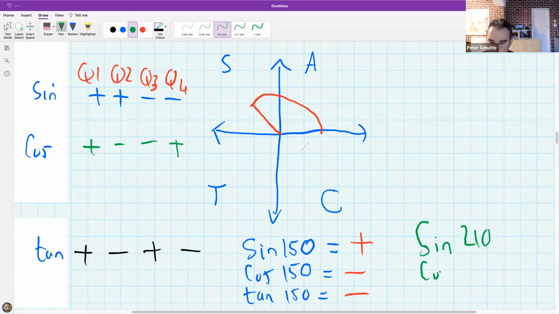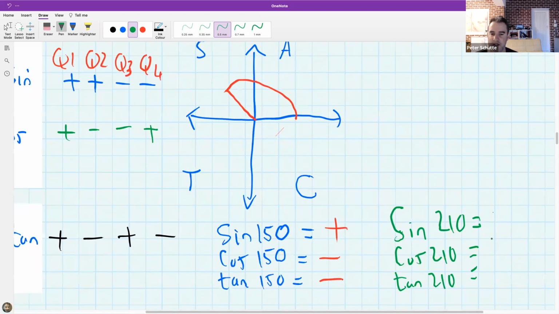But to end today, if I say to you the sine of 210, the cos of 210 and the tan of 210, I want to know what the order is for that. So is it positive, negative, positive, or negative, negative, positive? Is the sine of 210 positive or negative? Is the cos of 210 positive or negative? Pop it in the chat.